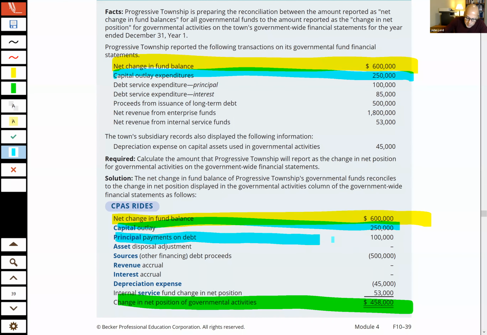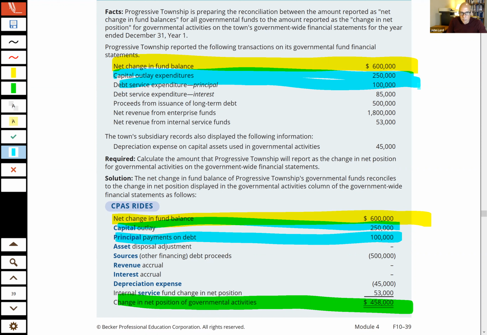Principal payments on debt. When you pay debt at the governmental fund level, you debit expenditure, don't you, when you pay the principal, okay? For our full accrual accounting at the government-wide level, payment of debt is not an expenditure.